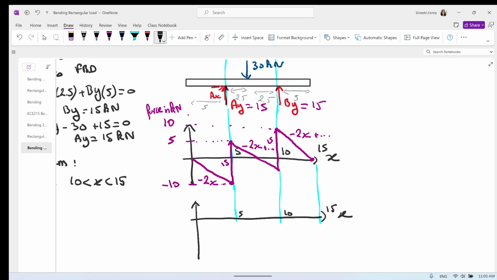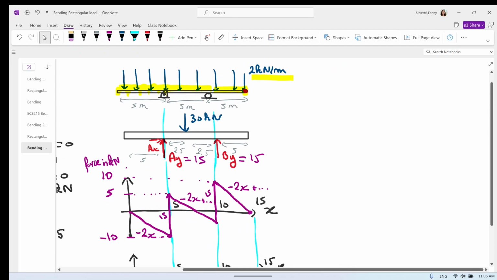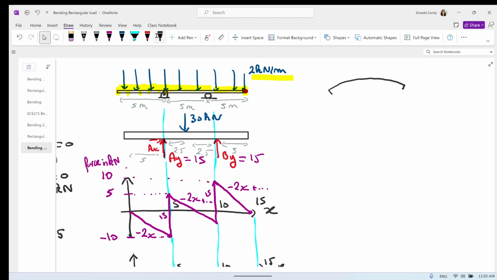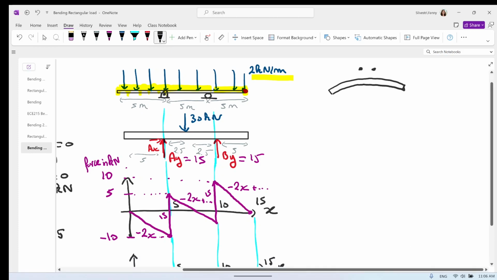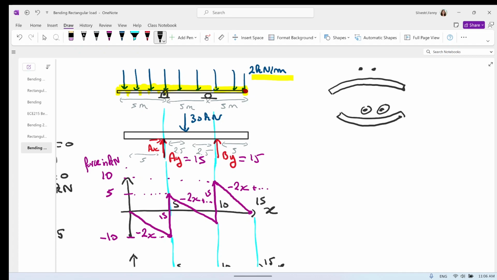Should we find a negative or a positive bending? What do you think? Let's look at our beam. The question is, is our beam this way, the sad guy? Can we do it something like this? Or is the beam this way, the happy guy, or the happy frog? Which one do you think?